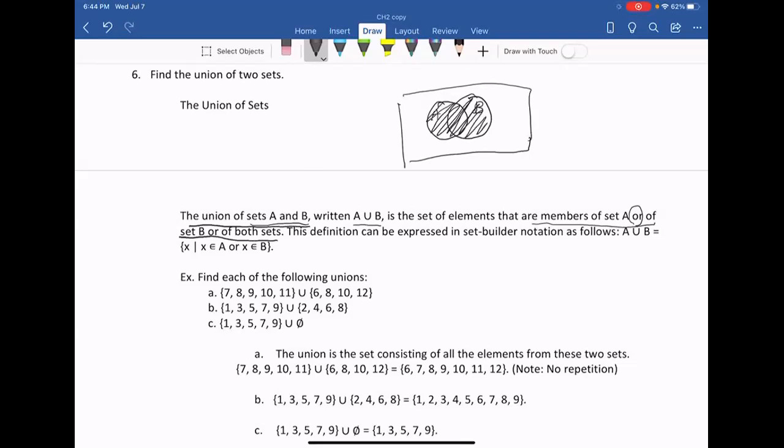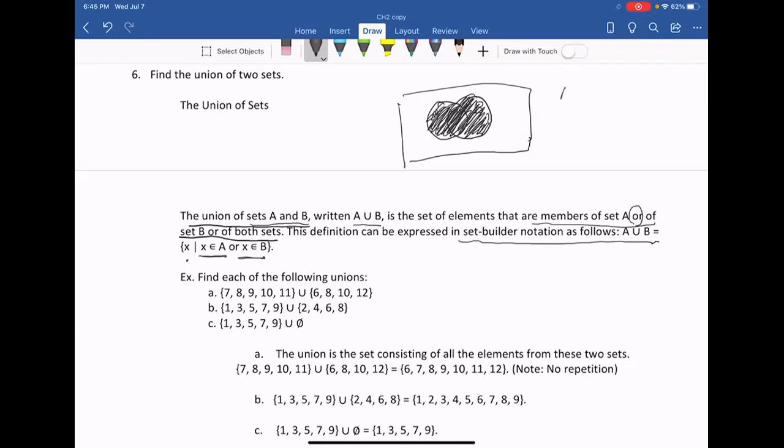So let's use set builder notation to express that. A union B is all the elements X such that X is in A or X is in B. That means we put all the elements together from A and B. And remember, there's no repetition.